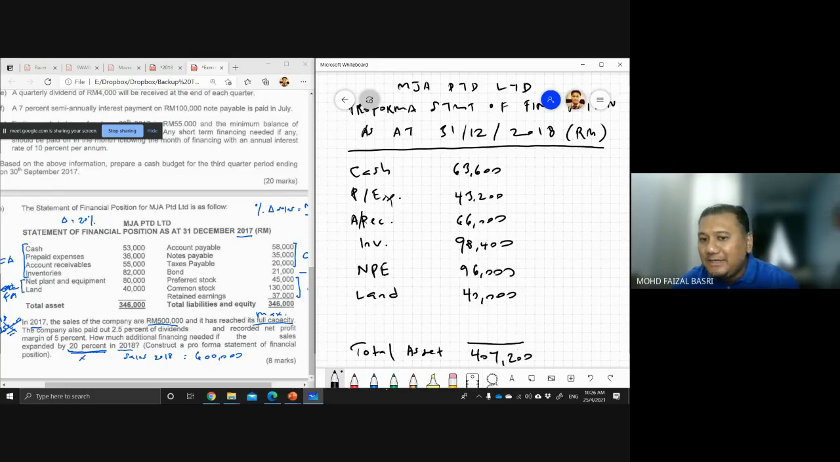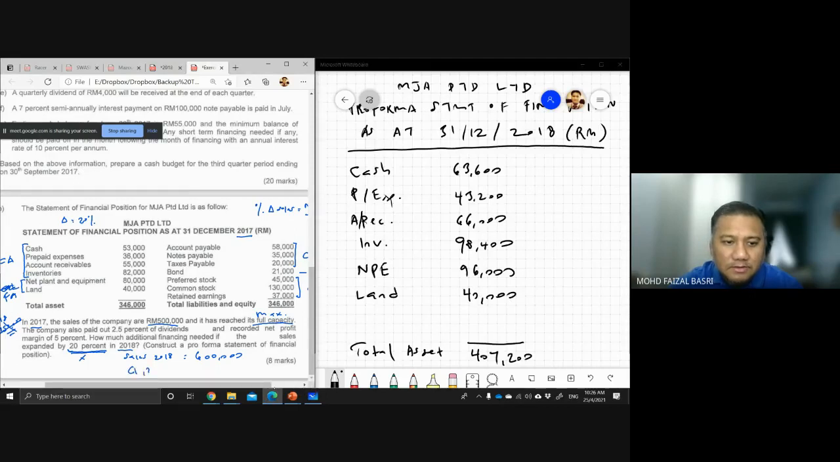So what does it mean? Okay, originally 346,000 but for next year we're going to increase our assets to this amount, 407,200. So technically kalau you minus dengan current one 346,000 tu, generally what does it mean? This company needs to invest 61,200 ringgit. Okay, this is the investment that they need to make lah.